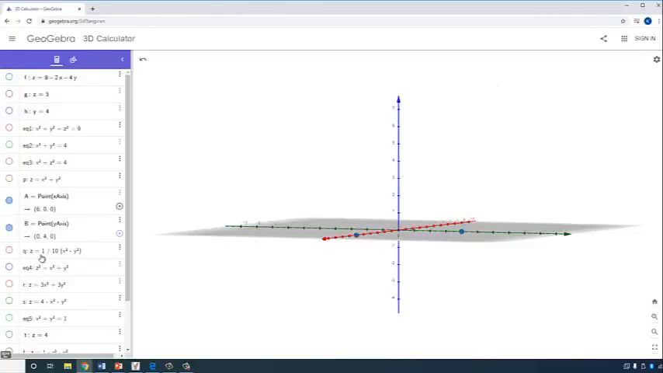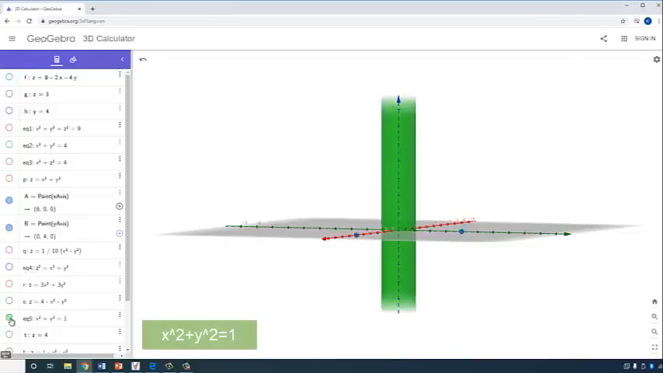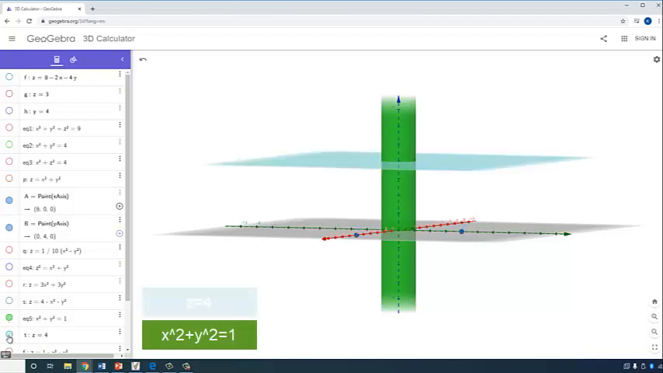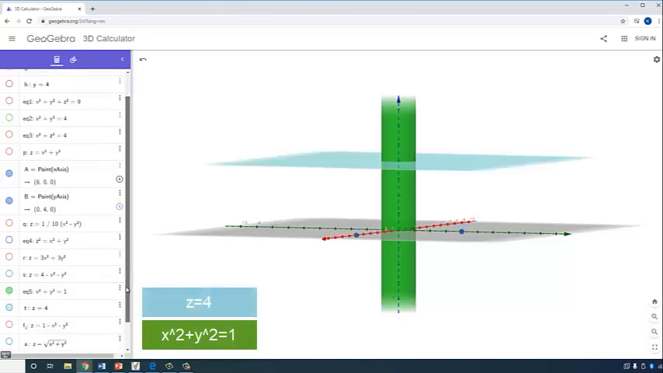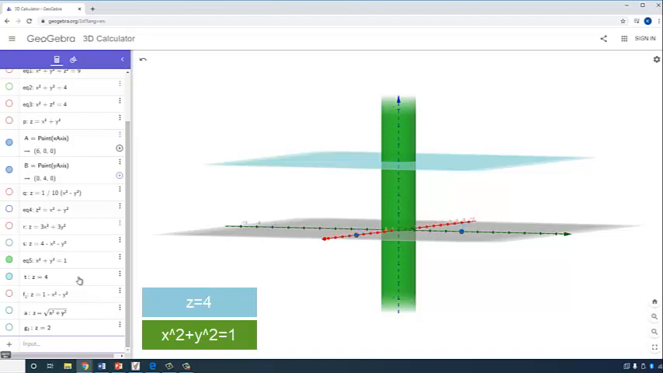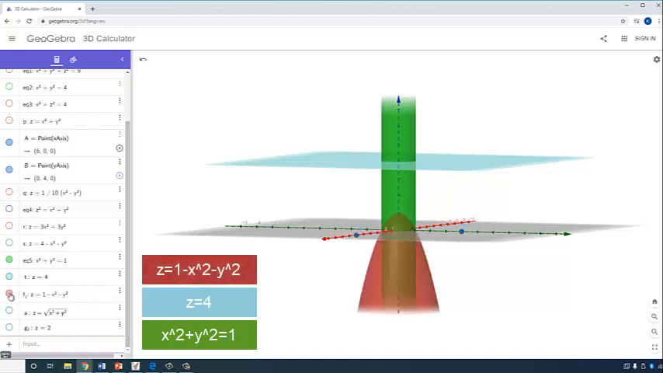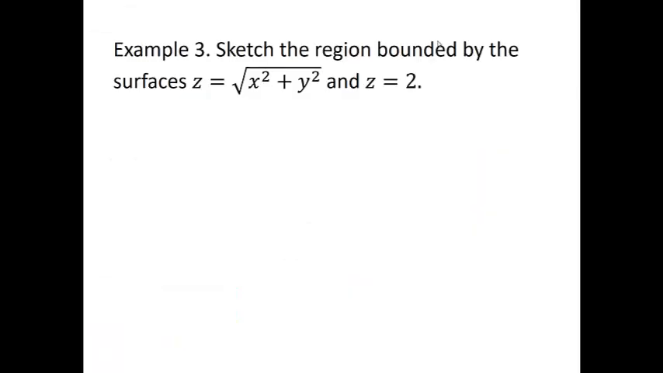All right, so let's see. So we start with a cylinder that we're going to cut off at the top by a horizontal plane, z equals 4. And we're going to cut at the bottom by an elliptic paraboloid that's been flipped upside down and moved up 1 unit. And so the region we're interested in is the region inside this cylinder, below this horizontal plane, and above this elliptic paraboloid. We're going to do one more like that. Okay, so our last example like this.